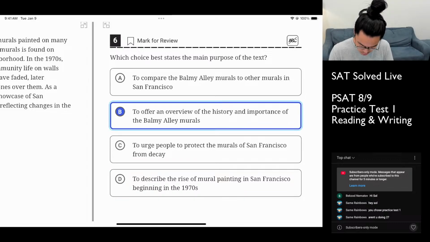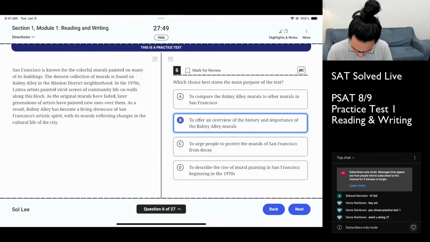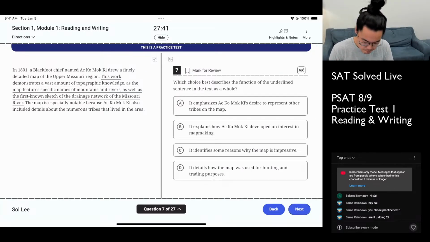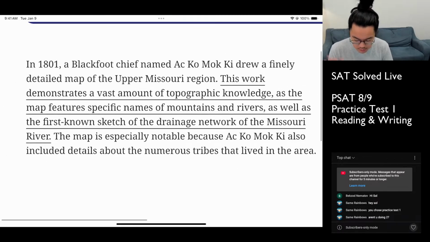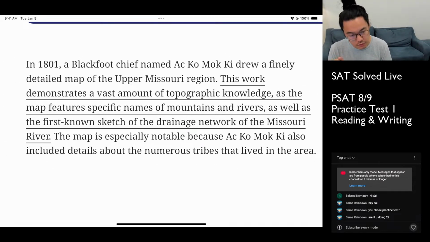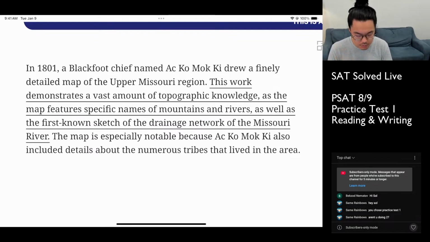Describe, nope. Yes. Just double checking. Offer an overview, yes. History, yes. Importance, yes. Importance is in the last sentence. Okay, there we go. I didn't really check A, C, and D. I just chose. I looked at D really briefly, but it wasn't matching my predictions, so I just looked at B. I didn't really look at A and C.